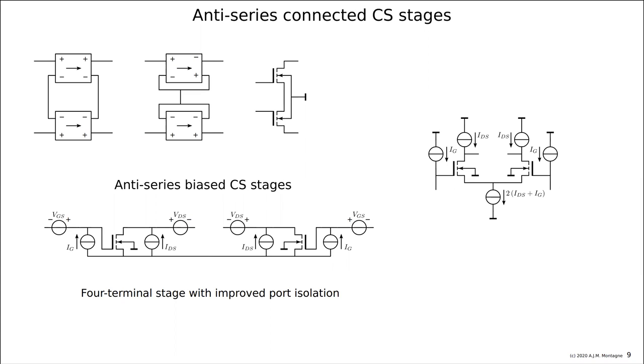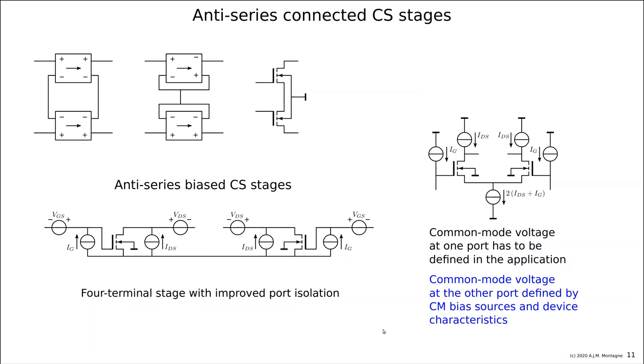Common mode biasing will be an issue that we will discuss later. So this is not, let's say, happening automatically. We have to do something about it, but now you are aware of the fact that the potential with respect to ground is not defined, and we have to define it. So common mode voltage at one port has to be defined by the application, and then the other port follows from the common mode bias sources and the device characteristic.